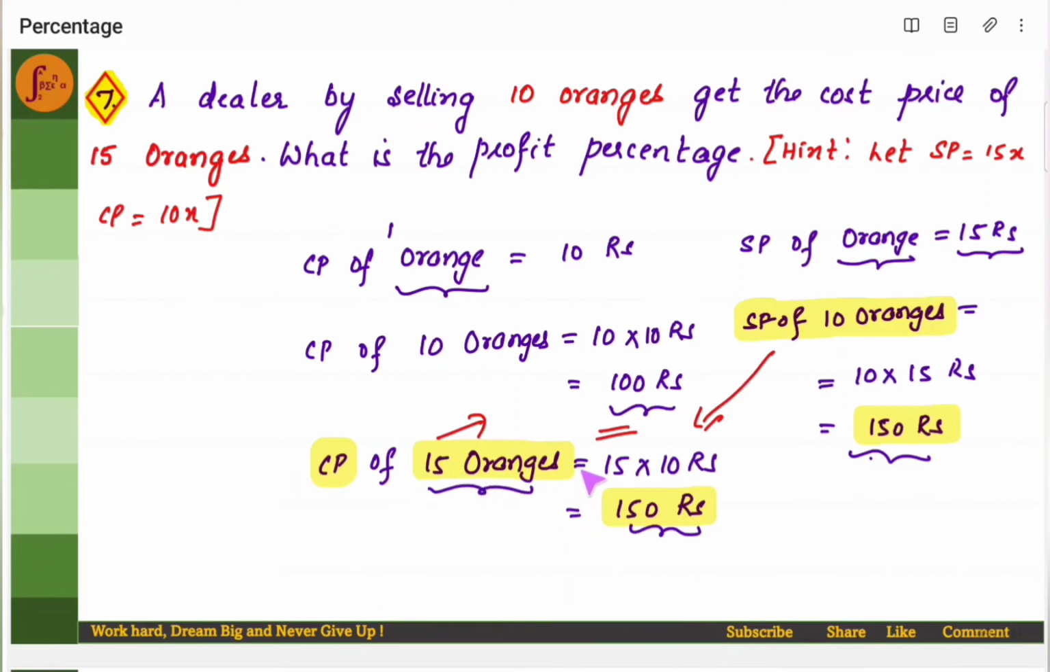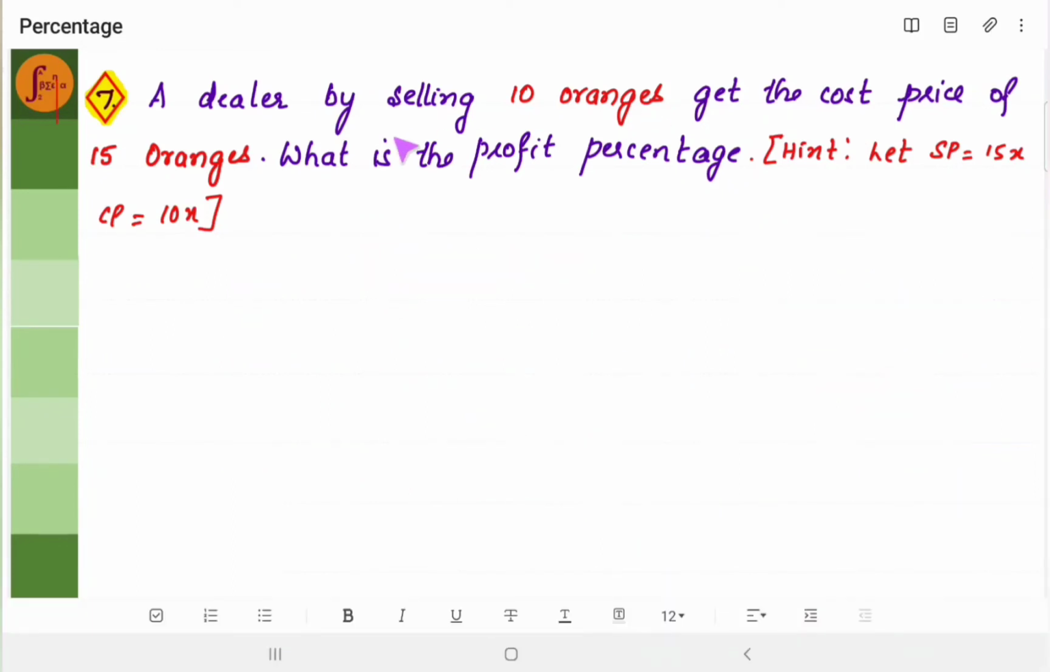Cost price of 15 oranges is equal to selling price of 10 oranges. Right? I just gave an example. This is not the actual cost price or actual selling price. I just gave an example to explain this particular problem. Now we'll solve this problem mathematically. Let's write down what we have now.